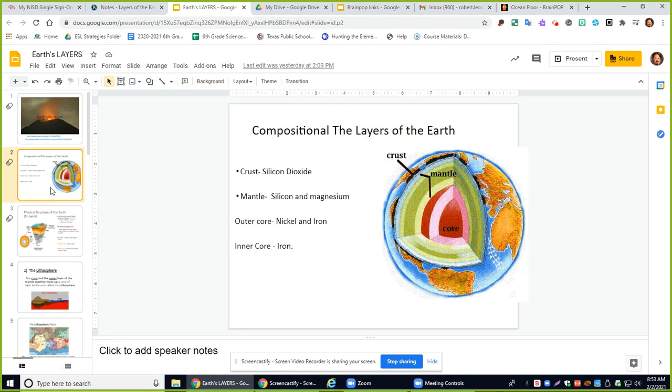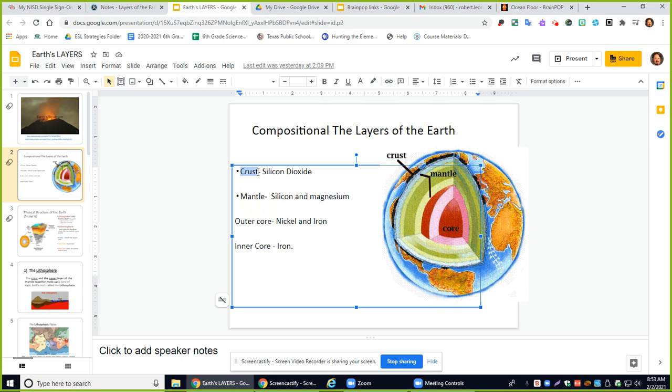Okay, so yesterday we went over the two main ways to separate the layers of the Earth. The first one would be the compositional layers. Composition means what is it made out of? In other words, the chemical makeup of the layers. So the first way we can divide the layers of the Earth is by what is it made out of?